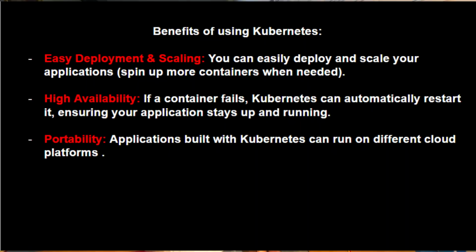So what are the benefits of using Kubernetes? Easy deployment and scaling. You can easily deploy and scale your application. High availability. If a container fails, Kubernetes can help restart it automatically, making sure that it's up and running. Portability. Applications built with Kubernetes can run on different cloud platforms.